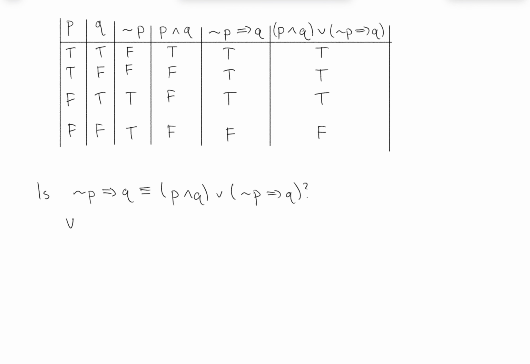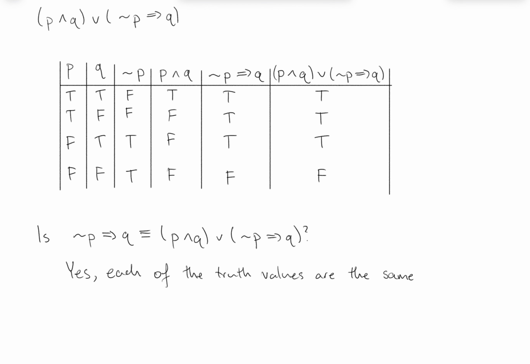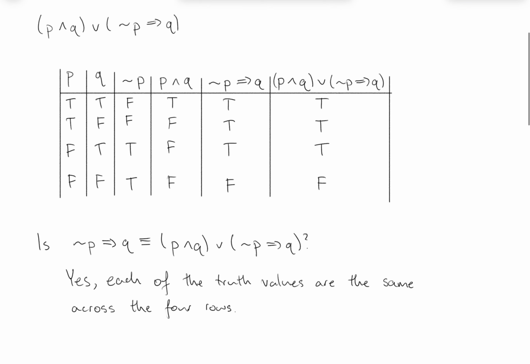So we could just say, yes, each of the truth values are the same across the four rows. And that's it for that.